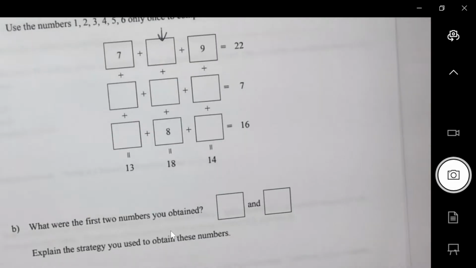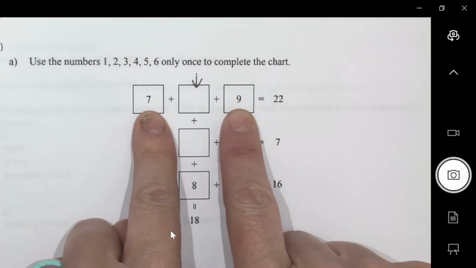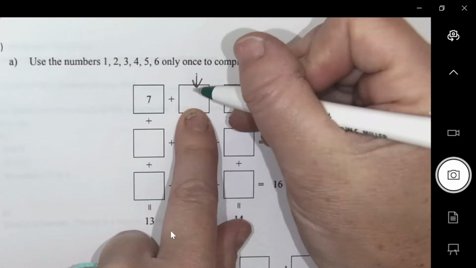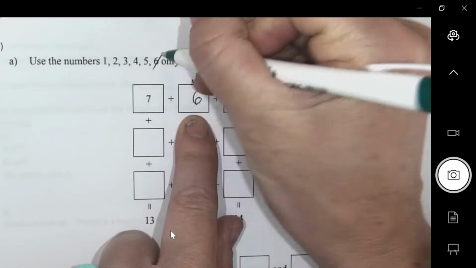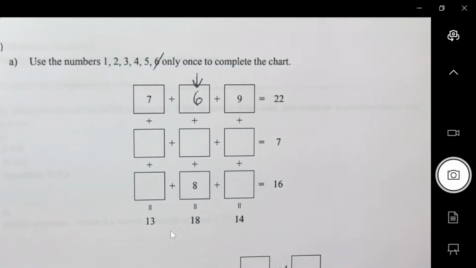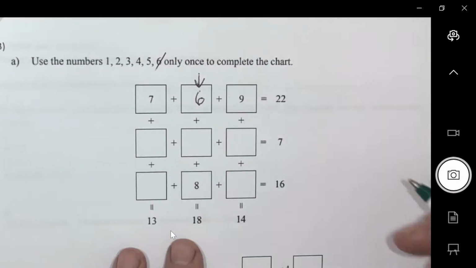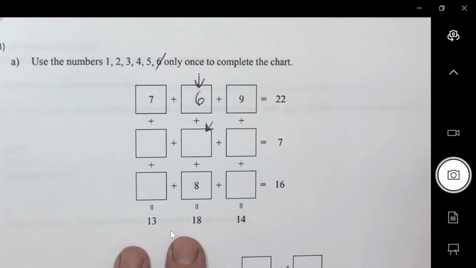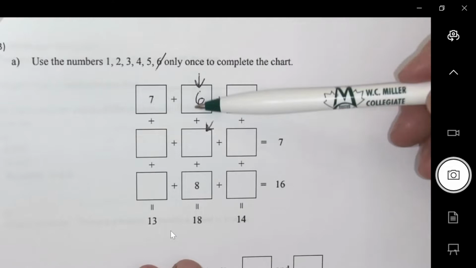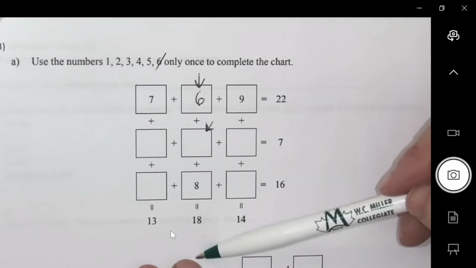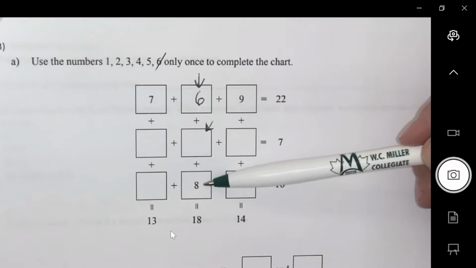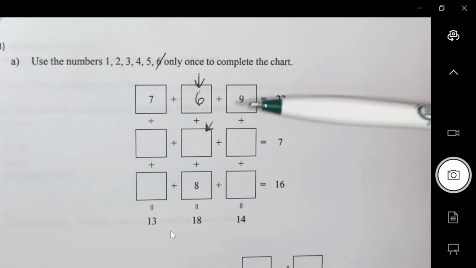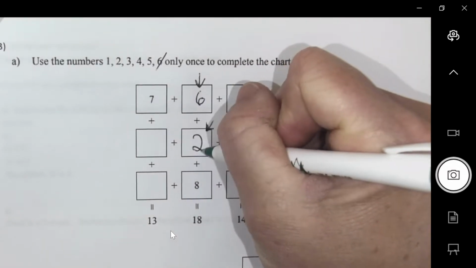So that needs to add to 22. 16 plus, I need 6 more. I can only use these numbers once. Okay, now I can do this in the middle, because this all up and down has to be 18. So 6 and 8, that's 14. So now I need a 2.